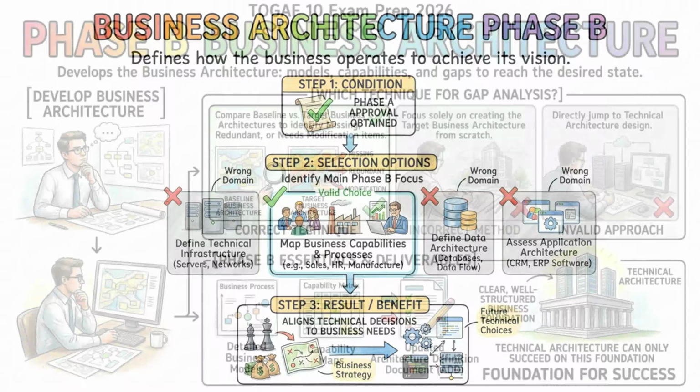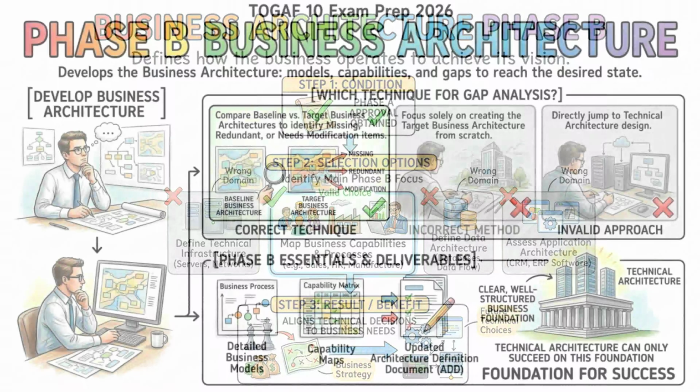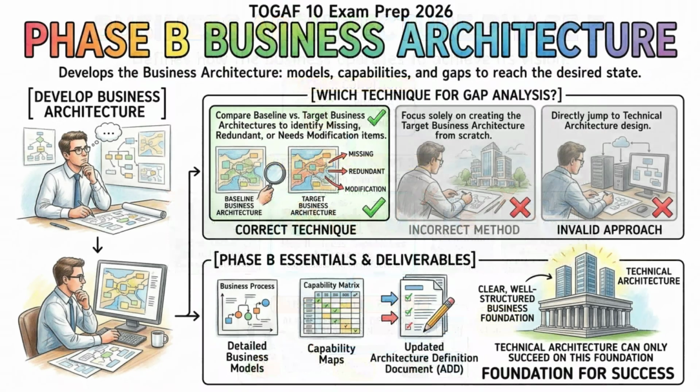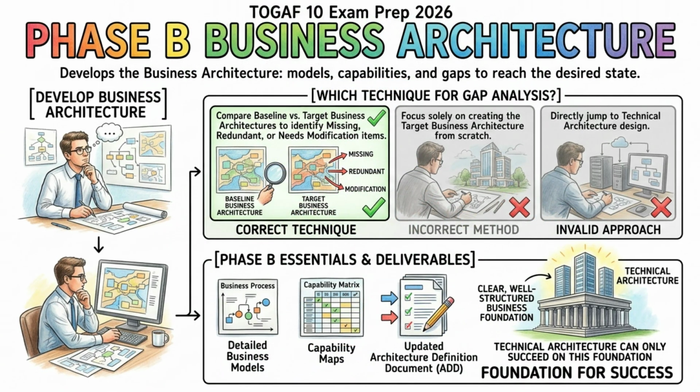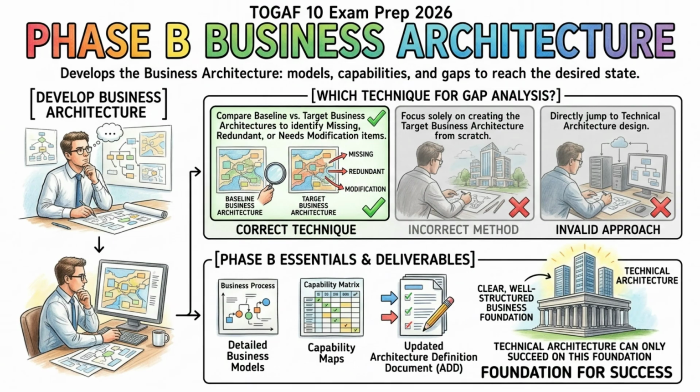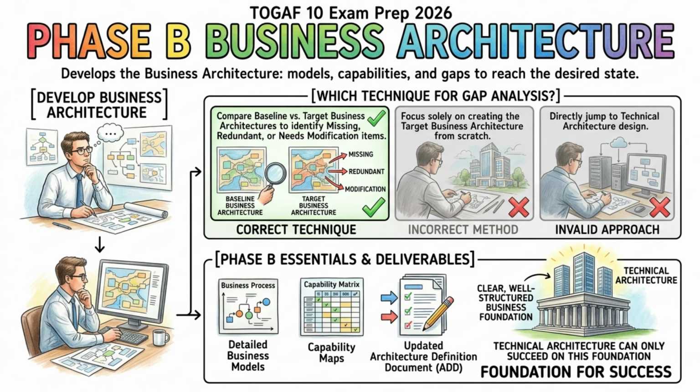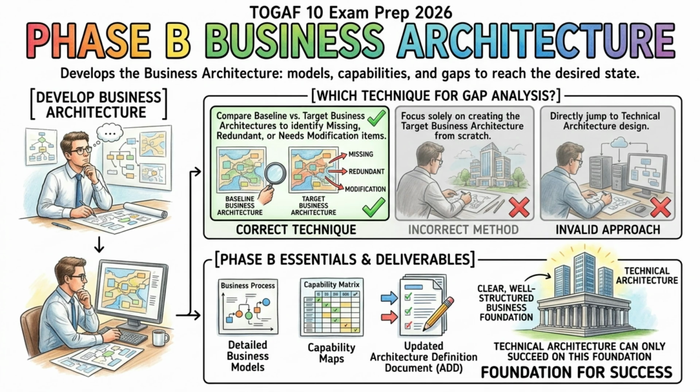A central technique used in Phase B is gap analysis, where architects compare the baseline business architecture against the target business architecture to discover what is missing, redundant, or needs modification. The deliverables generated in Phase B include detailed business models, capability maps, and updated sections of the architecture definition document. On the exam, remember that Phase B is crucial because technical architecture can only succeed if it rests on a clear, well-structured business foundation.